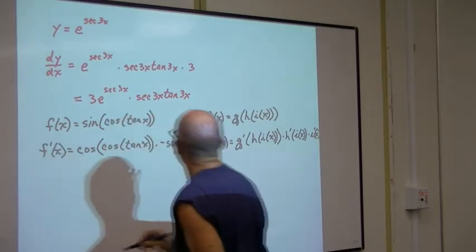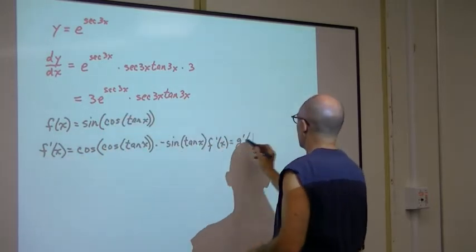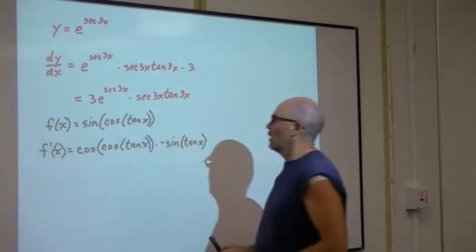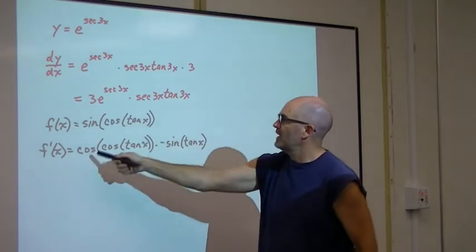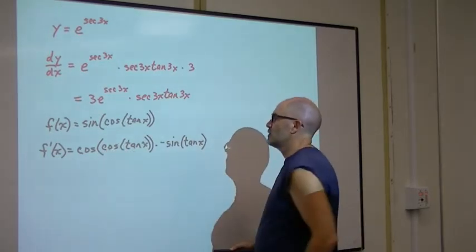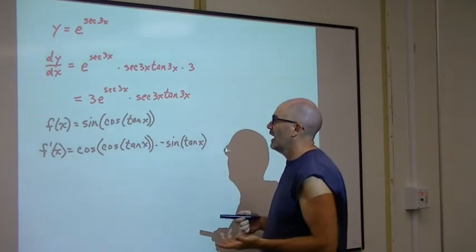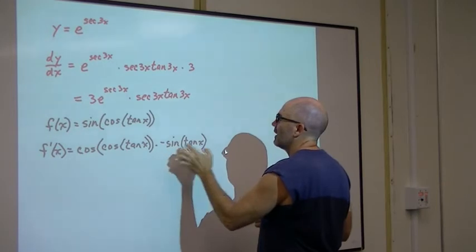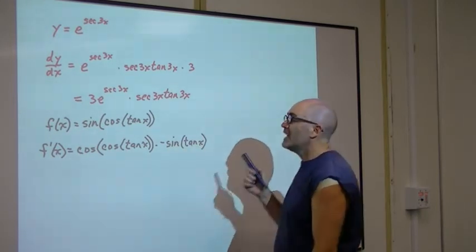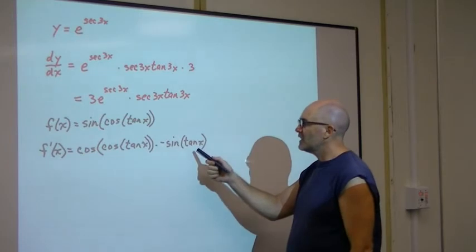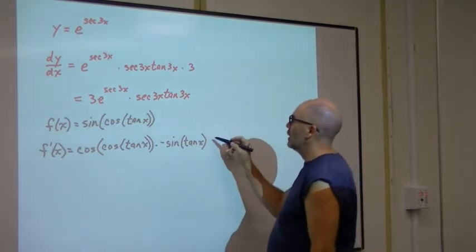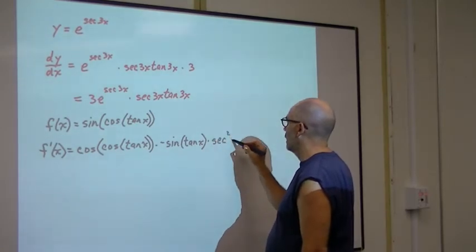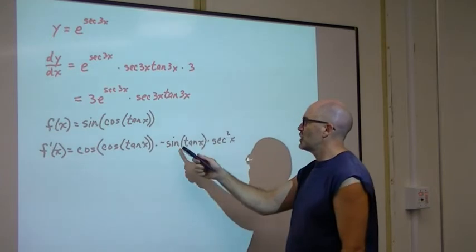So, the derivative of sine is cosine, and just leave the cosine of tangent going along for the ride. Then the derivative of the inside, the derivative of cosine is negative sine. Well, the tangent just goes along for the ride. Now we take the derivative of the inside, which is the derivative of tangent, which is secant squared. So chain, chain, chain.